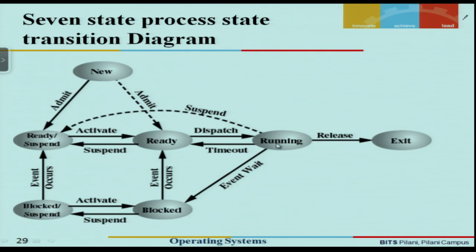In case it is in the running state, it might make a request for IO service, so it will go and get blocked on IO and wait for an event to occur, that is the completion of IO, and when the event occurs it will go to the ready state. At times it is also possible that when the process is in blocked state, for want of more resources, the blocked process could be swapped out of memory and go into a blocked suspended state, and from blocked suspended it can go to ready suspended and return back to the ready state. So this is the process state transition diagram we have seen.